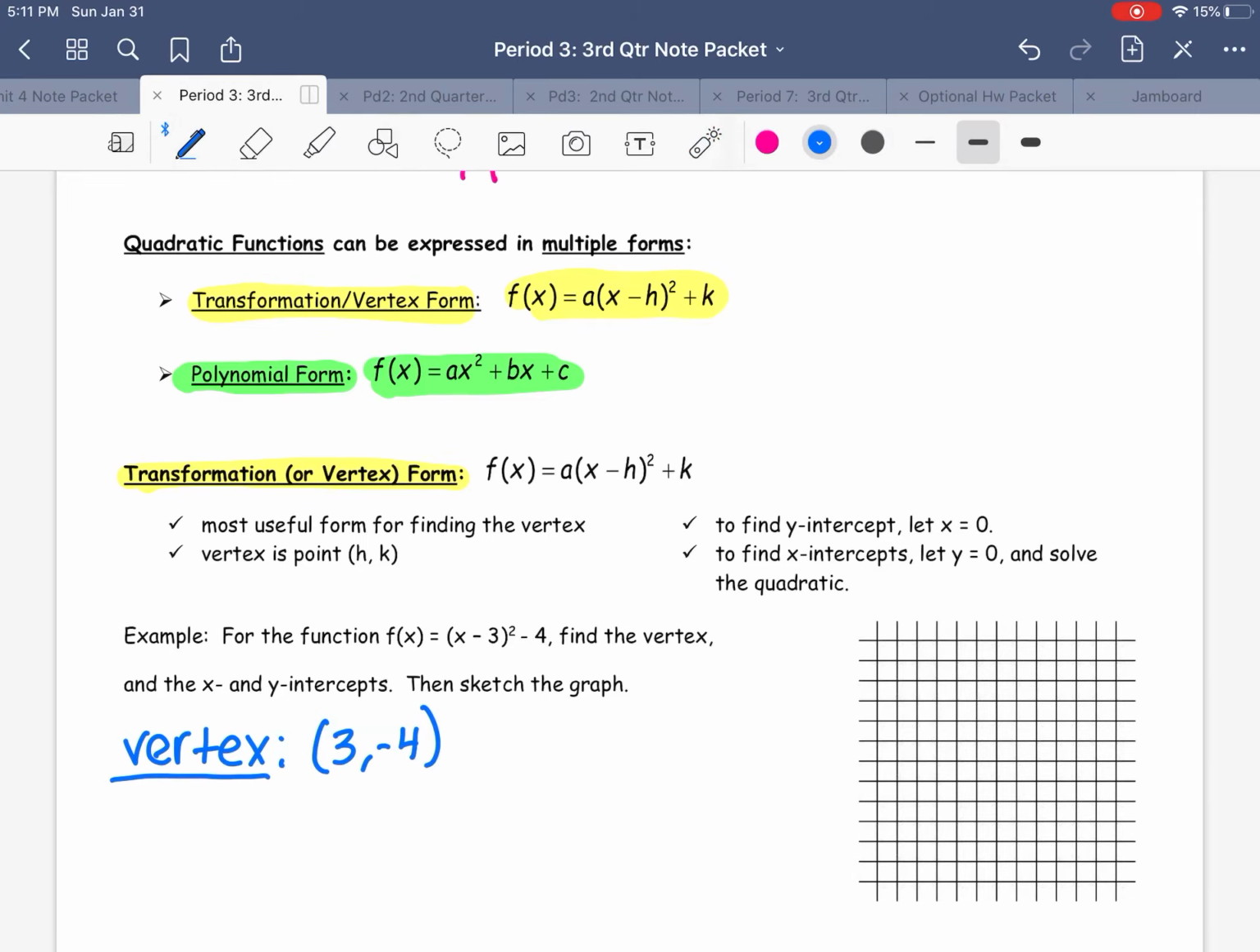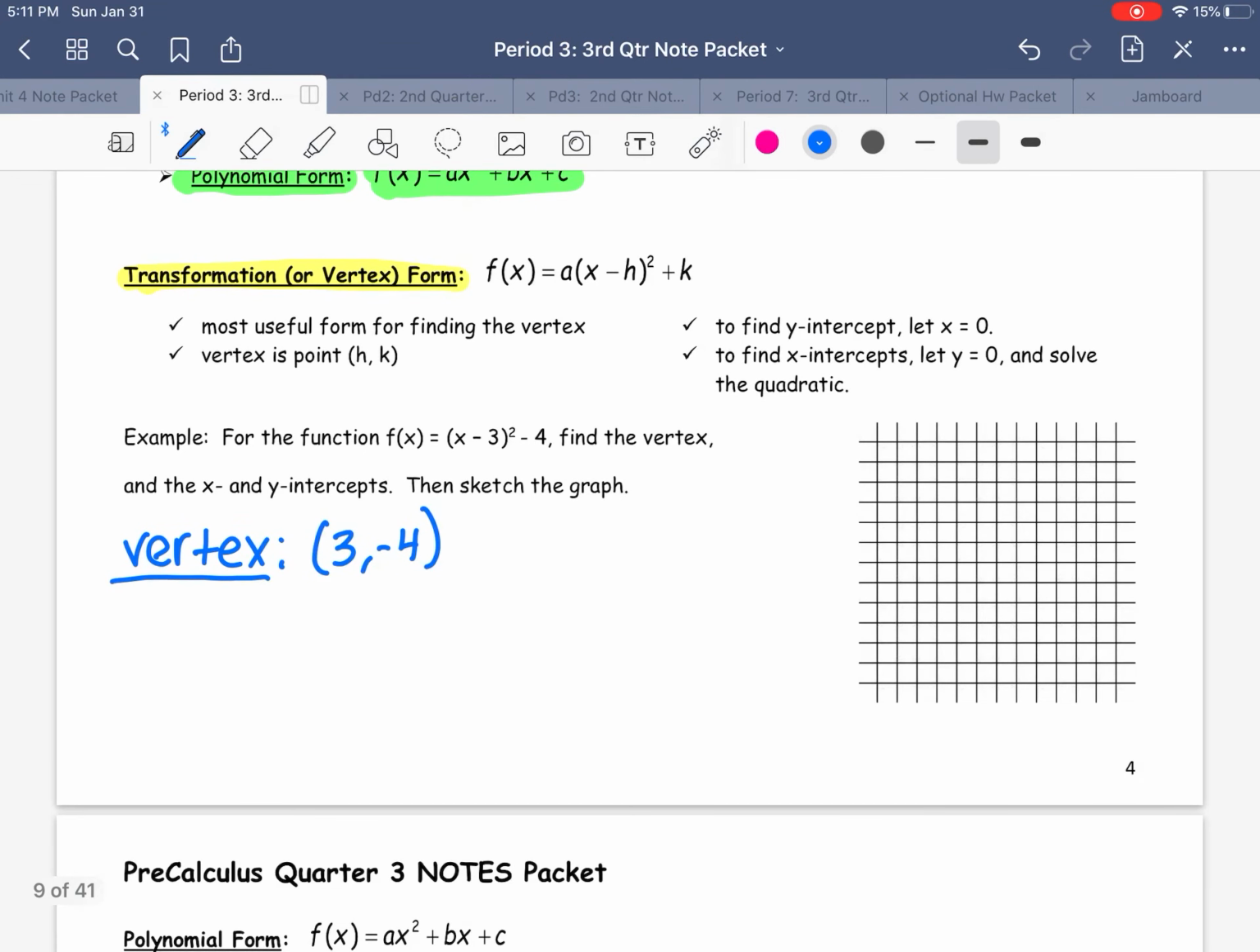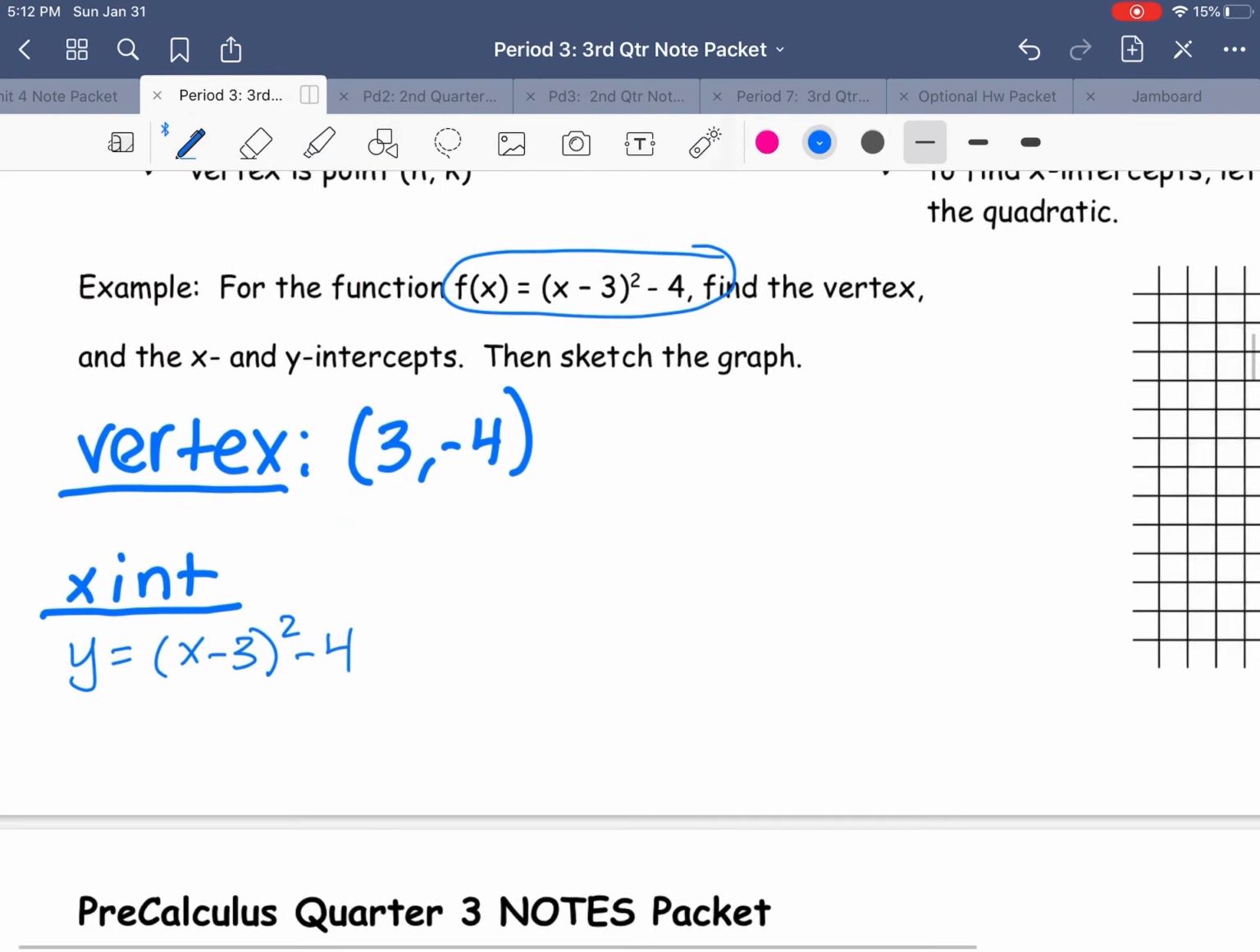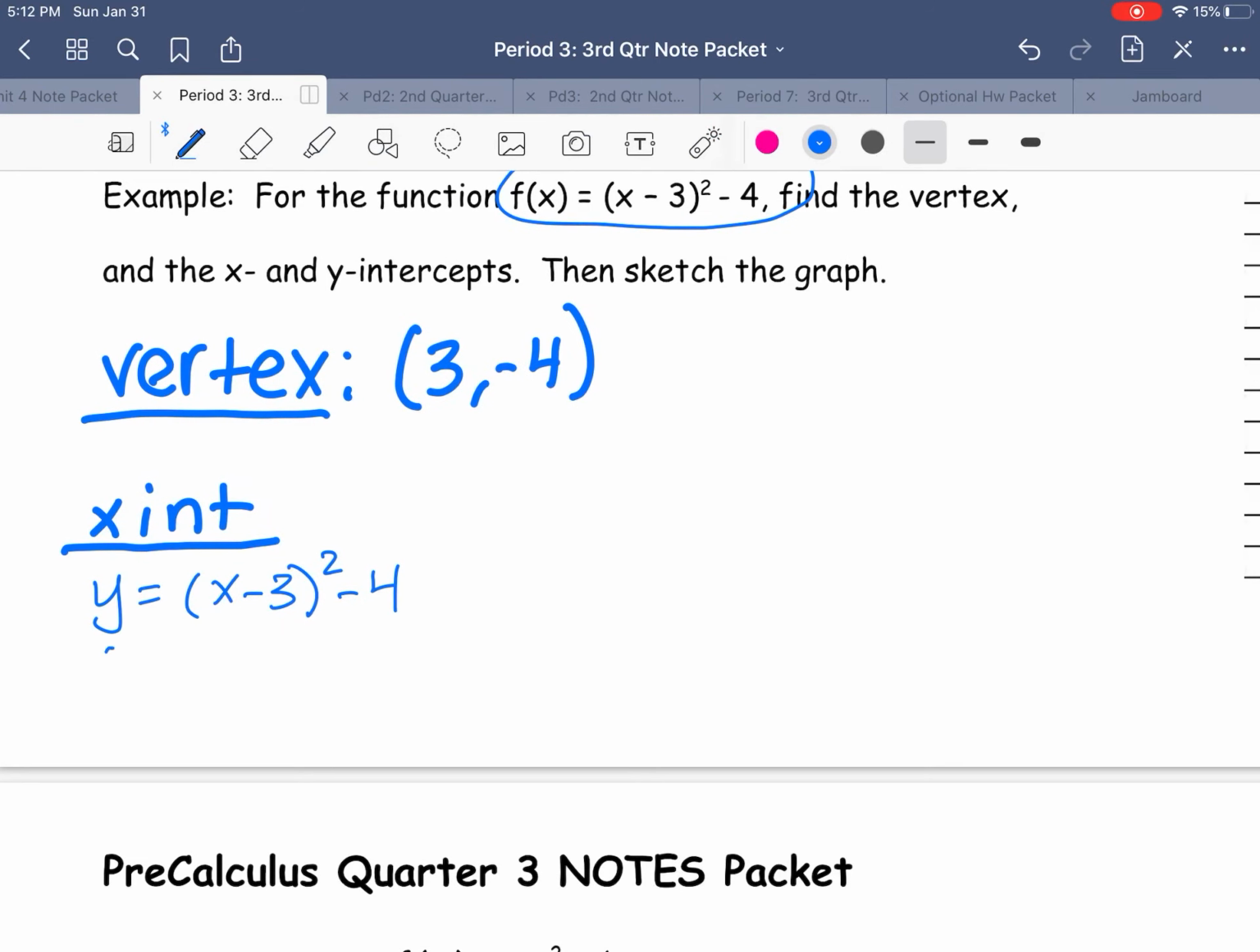Okay, the other things that we're going to have to find are x-intercept and y-intercept. So x-intercept, we'll have to do a little bit of work. So we're going to go into our function, which was this. Let me rewrite it. y = (x - 3)^2 - 4. And to find an x-intercept, I'm going to put 0 in for y. So let's put that in and solve this equation. 0 = (x - 3)^2 - 4. First thing I'm going to do is add 4 to both sides. Then I'm going to take the square root of both sides.